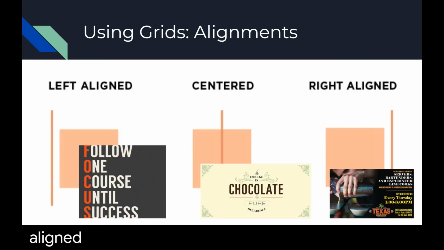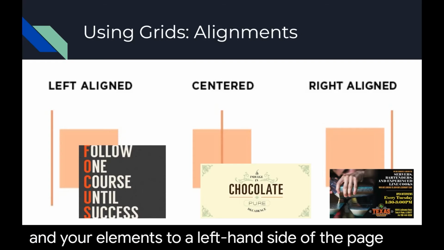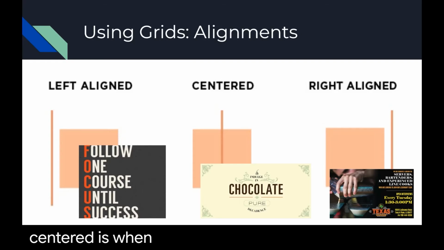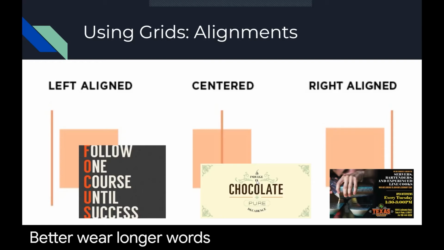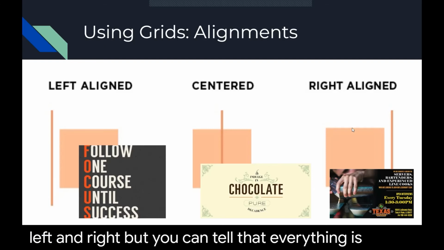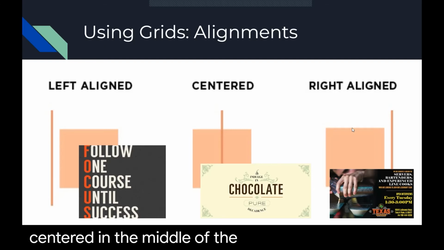So left align is obviously when you align all of your text and your elements to the left-hand side of the page. Centered is when they center out, and any short words are still going to be in the center, where longer words extend out farther on the left and right, but you can tell that everything is centered in the middle of the page.